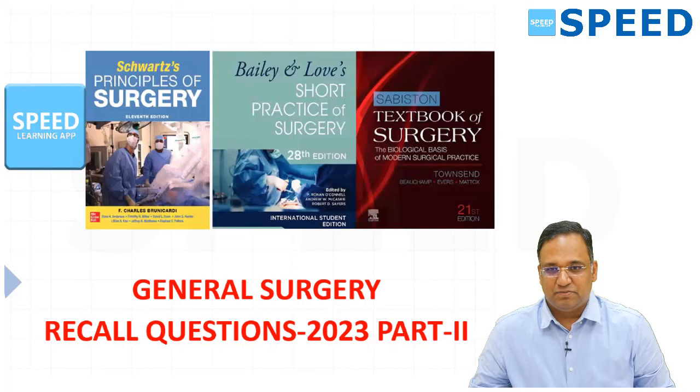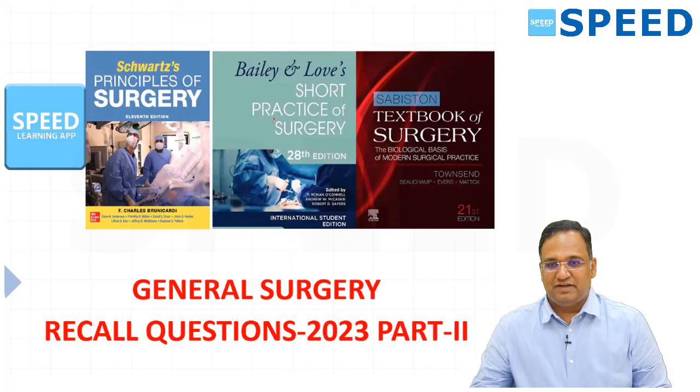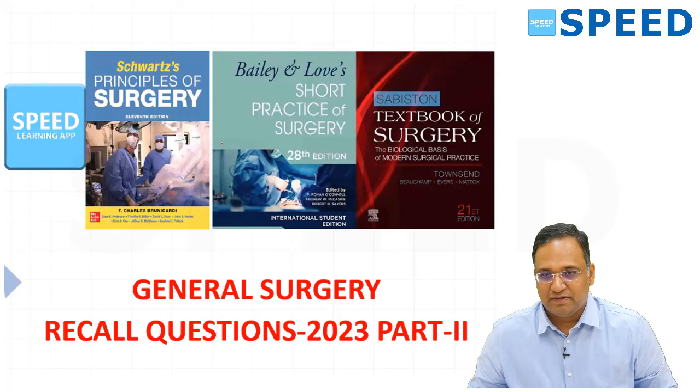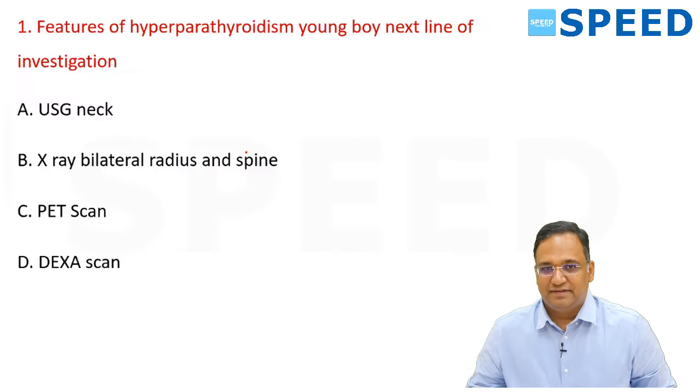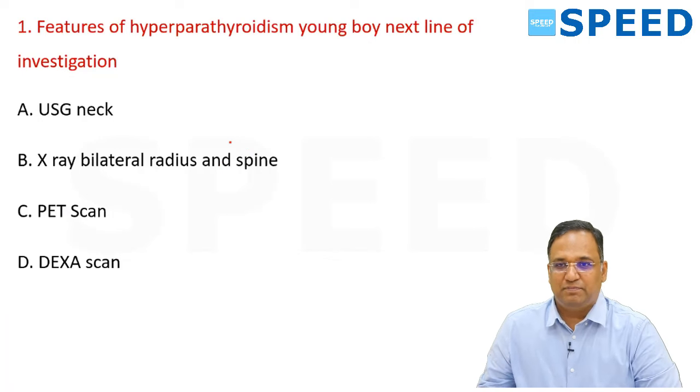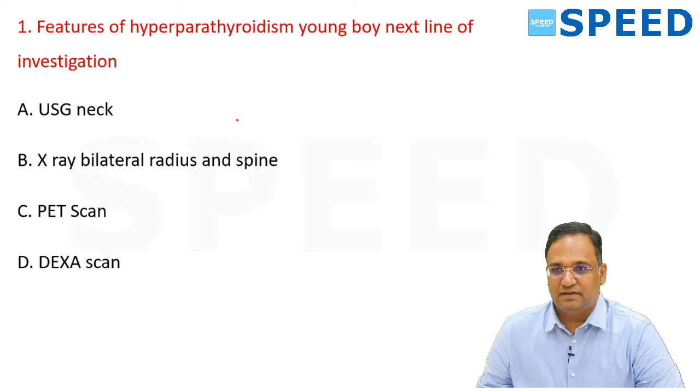Among the 3 books, almost 70 to 75% of questions have come from the 28th edition of Bailey, and of the rest, say 20% comes from Sabiston and 5% from Schwartz. As I go through the references, you will be able to see it. The features of hyperparathyroidism, young boy, next line of investigation.